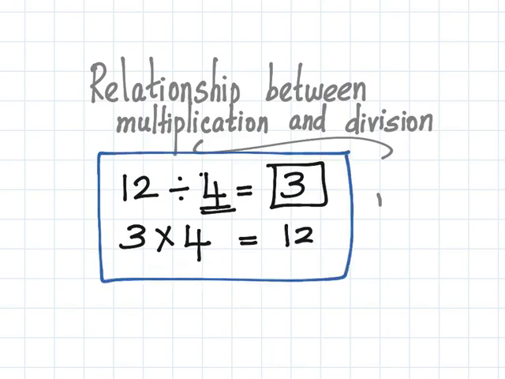So this is an example of inverse of division. That is why we call multiplication an example for inverse of division. So multiplication is an inverse of division. So if you see here, the starting number is 12, and the ending number is also 12. Thus we know multiplication is an inverse of division.